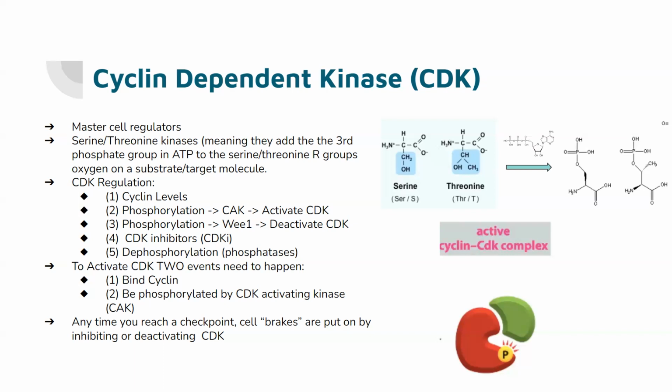Something else that works in the regulation of CDK are the CDK inhibitors. And the kinase can also be dephosphorylated by different phosphatases. So for active CDK to exist, you need two events. First you bind cyclin. And then the second step is you're phosphorylated by CAC, which is CDK activating kinase. So it's a two-step thing.